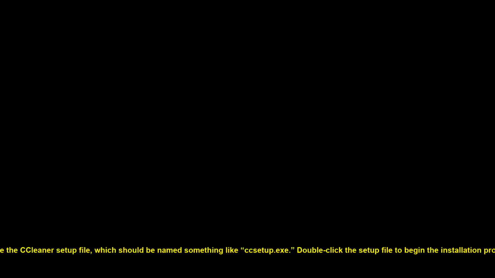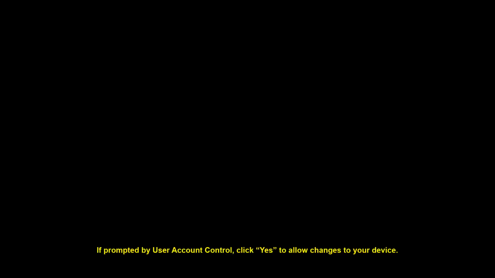Once the download is complete, navigate to the folder where you saved the file. Locate the CCleaner setup file, which should be named something like setup.exe. Double-click the setup file to begin the installation. If prompted by user account control, click Yes to allow changes to your device. The CCleaner installation wizard will open. Carefully read through the terms and conditions, then click Accept if you agree.